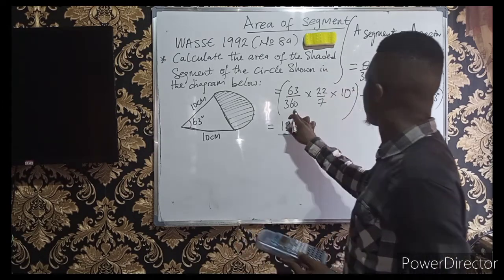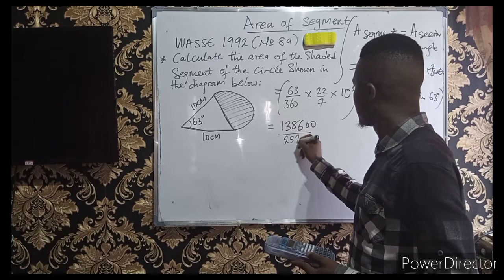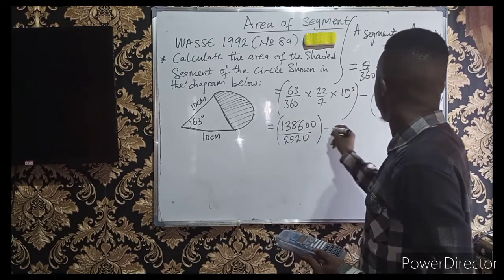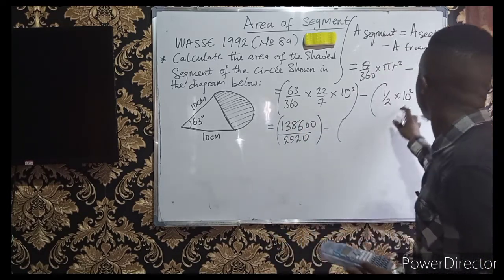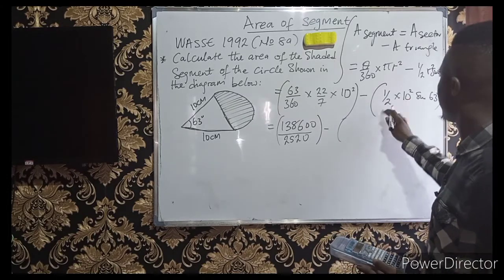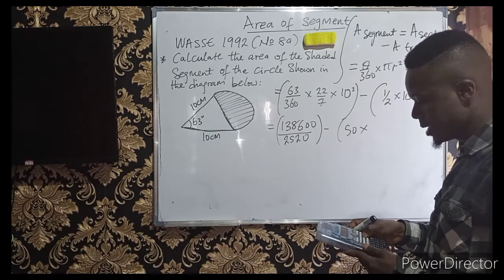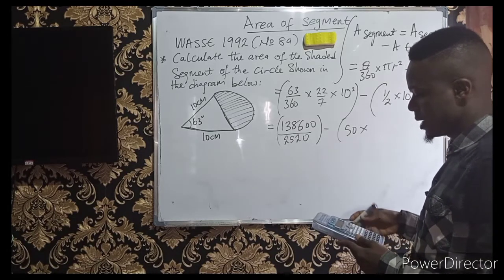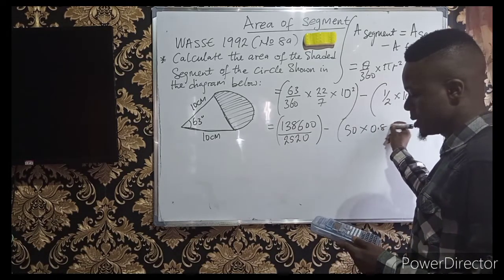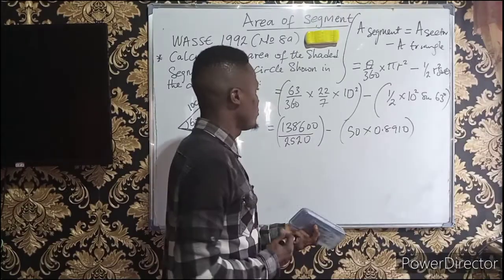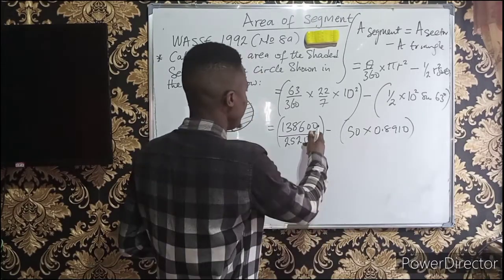So this will give us 138,600 over 360 times 7, which is 2520. Okay, minus, coming here, 10 squared is 100 and half of 100 is 50 times sine 63. So let's find sine 63. Sine 63 is 0.8910. So we'll finalize by dividing this by this.